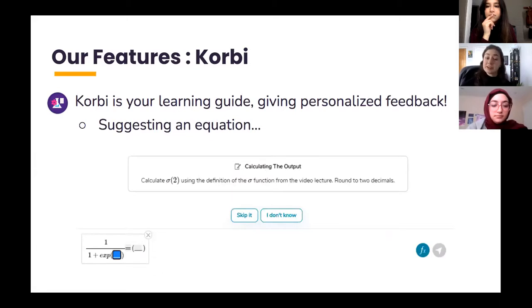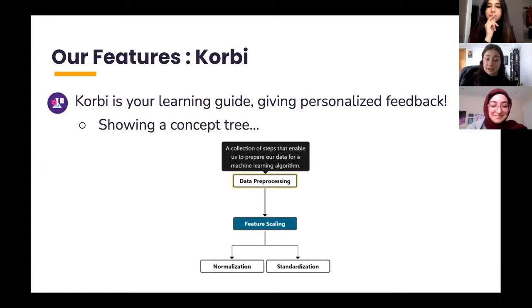Another thing that Korbit is able to do is to suggest equations for math-related questions, which can help students figure out what formula will help them solve the exercise. Another possible hint that Korbit can provide is to show a concept tree like the one that you see here. This is essentially a mapping of the taught concepts to a tree structure in order to help the student understand relationships between the new concepts that they've learned.